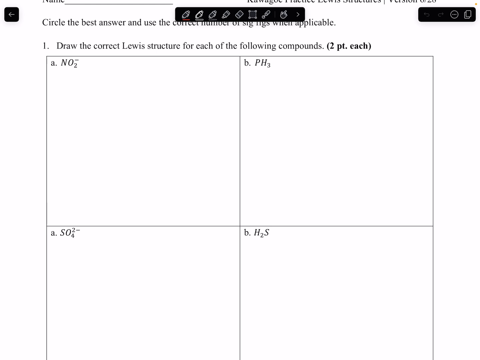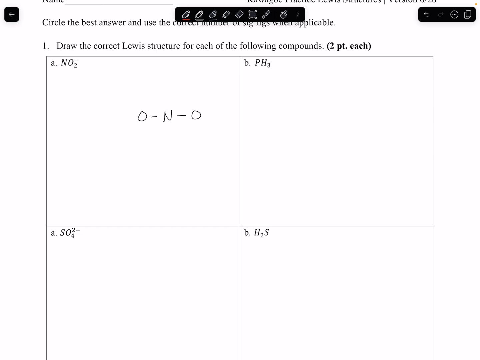All right, so one of the first things that you can do, you can kind of mix up whether or not you do this first. You can either draw the skeletal structure first. So, for example, here we've got nitrite, and since nitrogen is the single element, right? There's only one nitrogen, but there's two oxygens. Always safe to assume that that's going to be the central atom unless we're told otherwise. So that would be my skeletal structure.